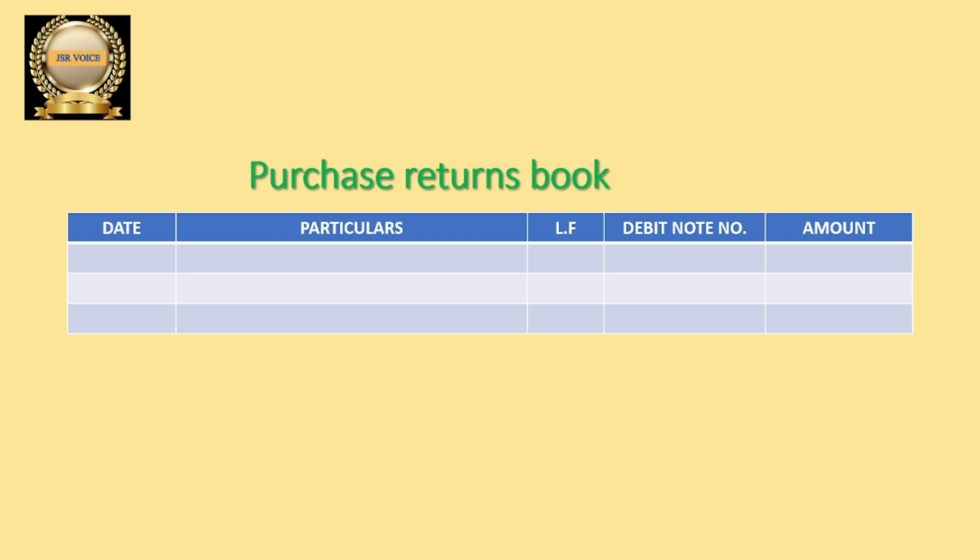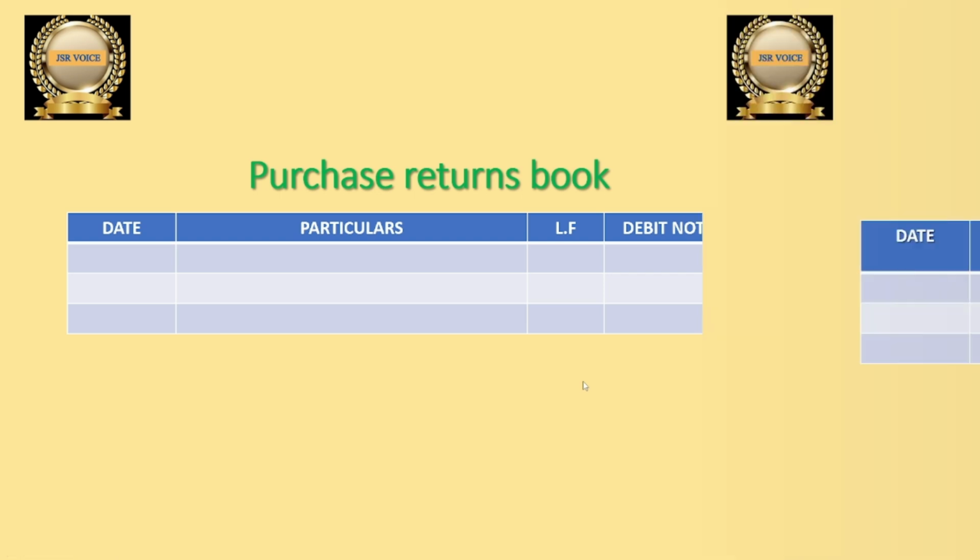If any purchase returns are there in the business, they will be recorded here. In the date column, the date; in the particulars column, the name of the person to whom the business returns the goods will be recorded here. Debit note number means the bill number only. Last, in the amount column we should write the amount. Let us discuss the next one.